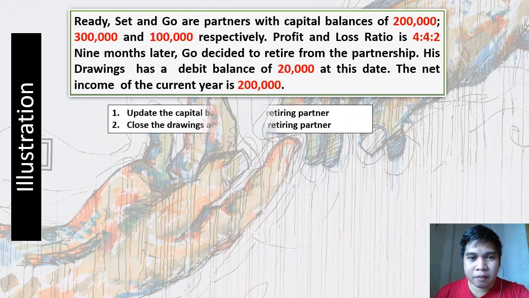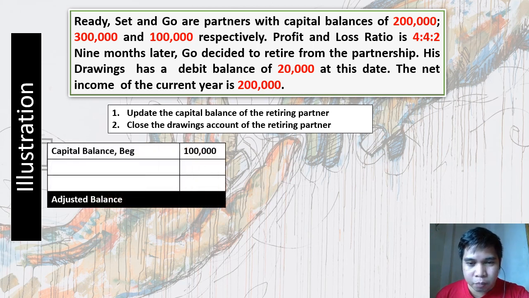So, sabi natin, update daw yung capital balance ni retiring partner, which is si Go, and also close the drawings account of the retiring partner. So, update the balance, of course, mas maganda kung gagamit po tayo ng table. So, sa table natin, ito po yung dapat maging itsura niyan. So, we need to put the capital balance beginning of the retiring partner, which is Go. So, ang kanyang capital before the retirement is 100,000 pesos.